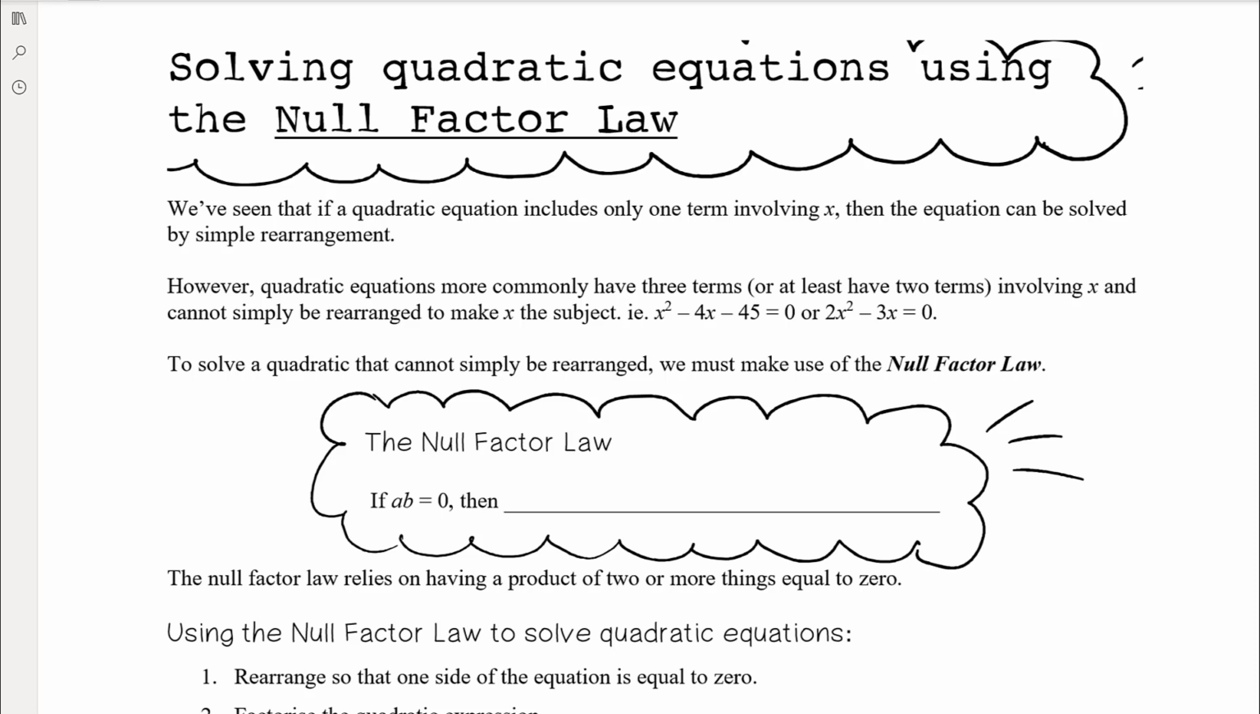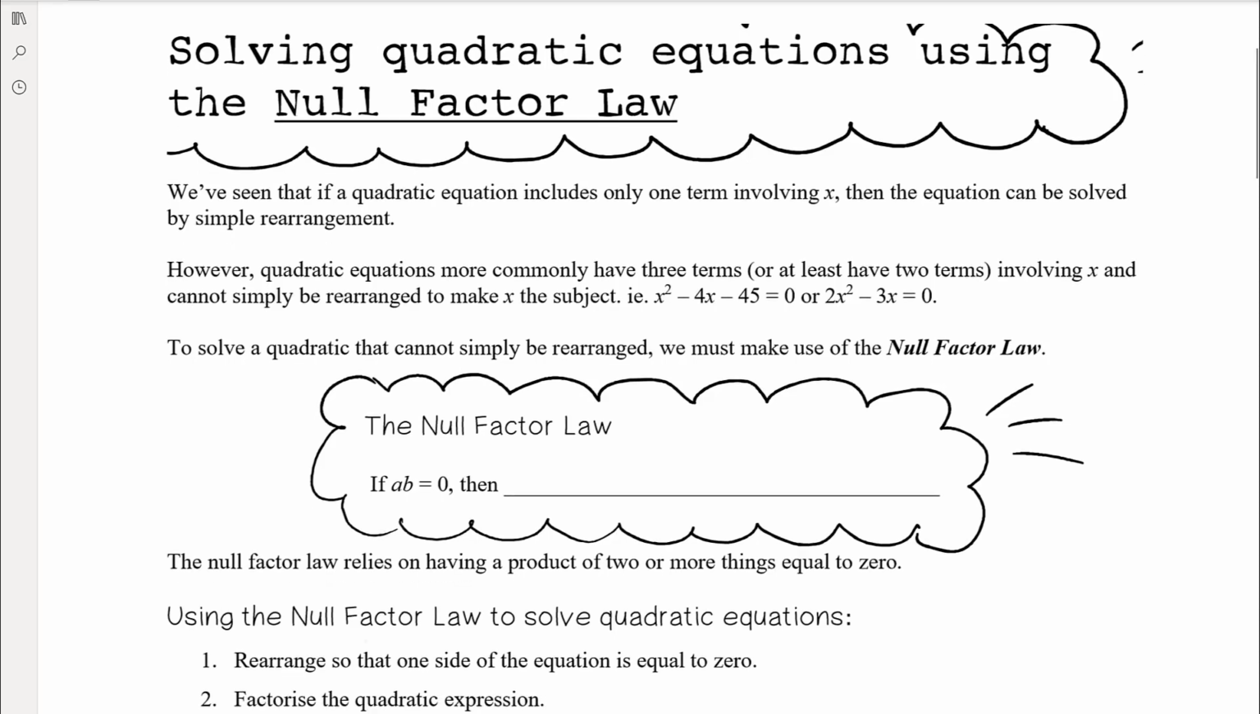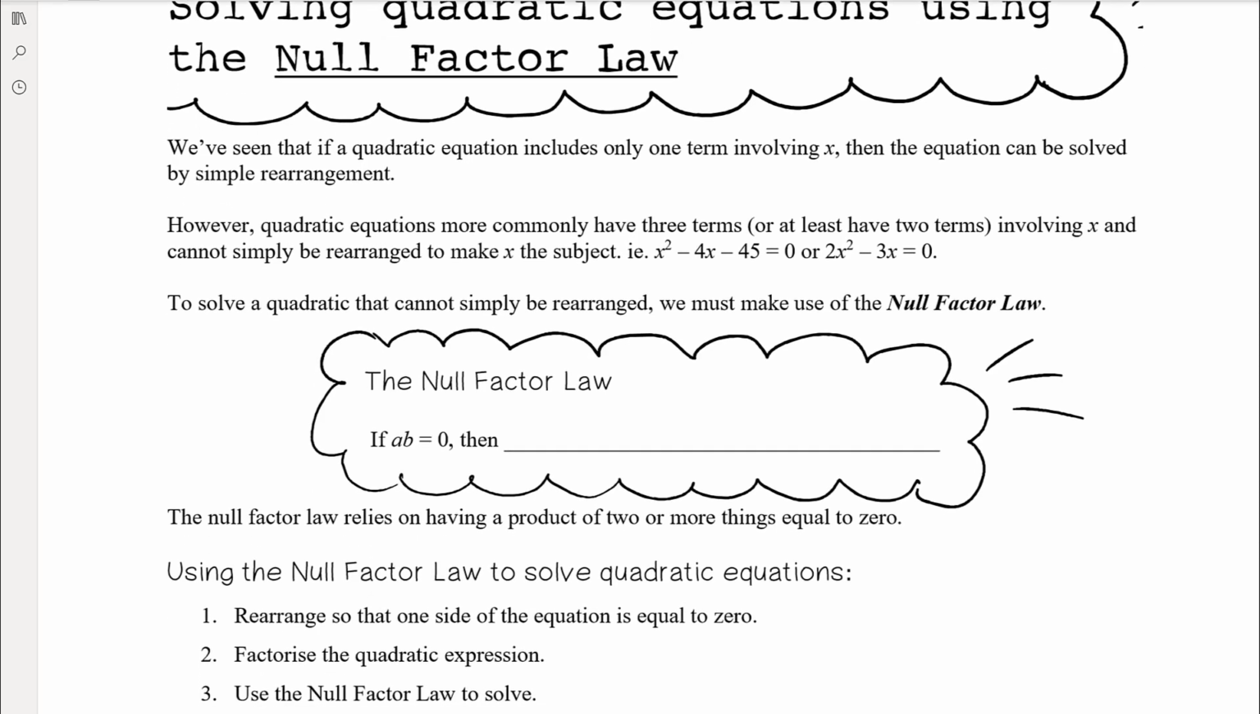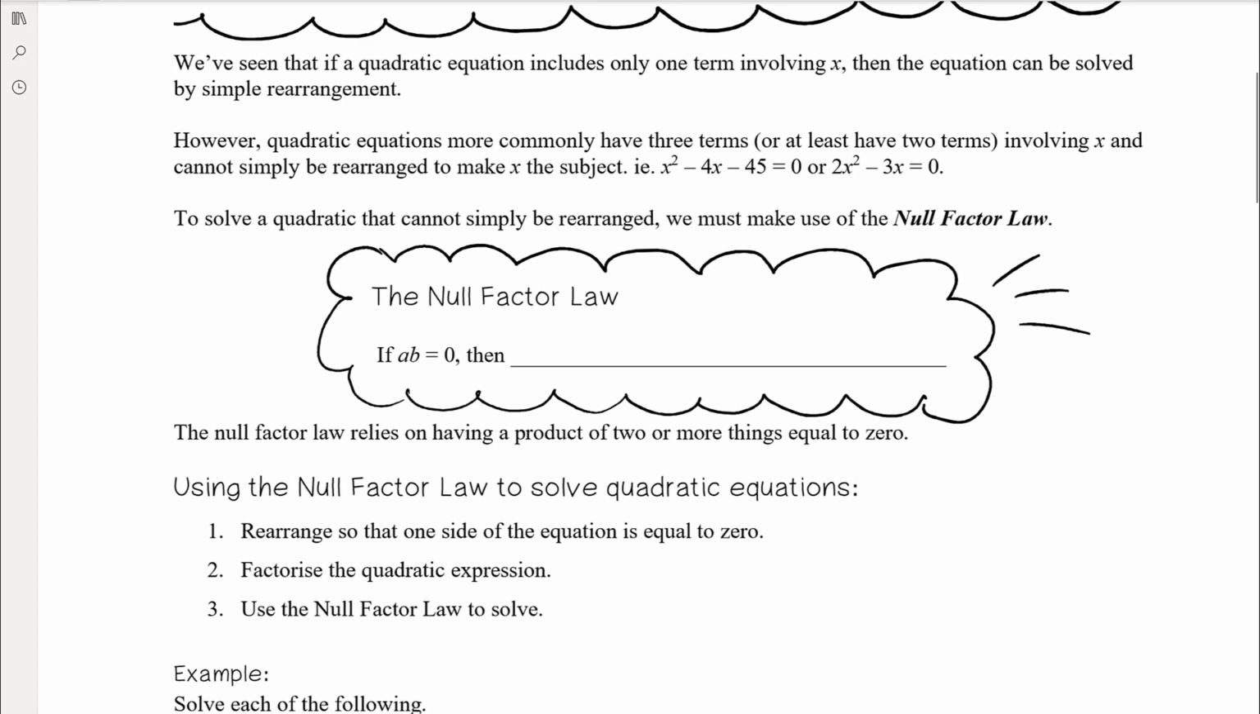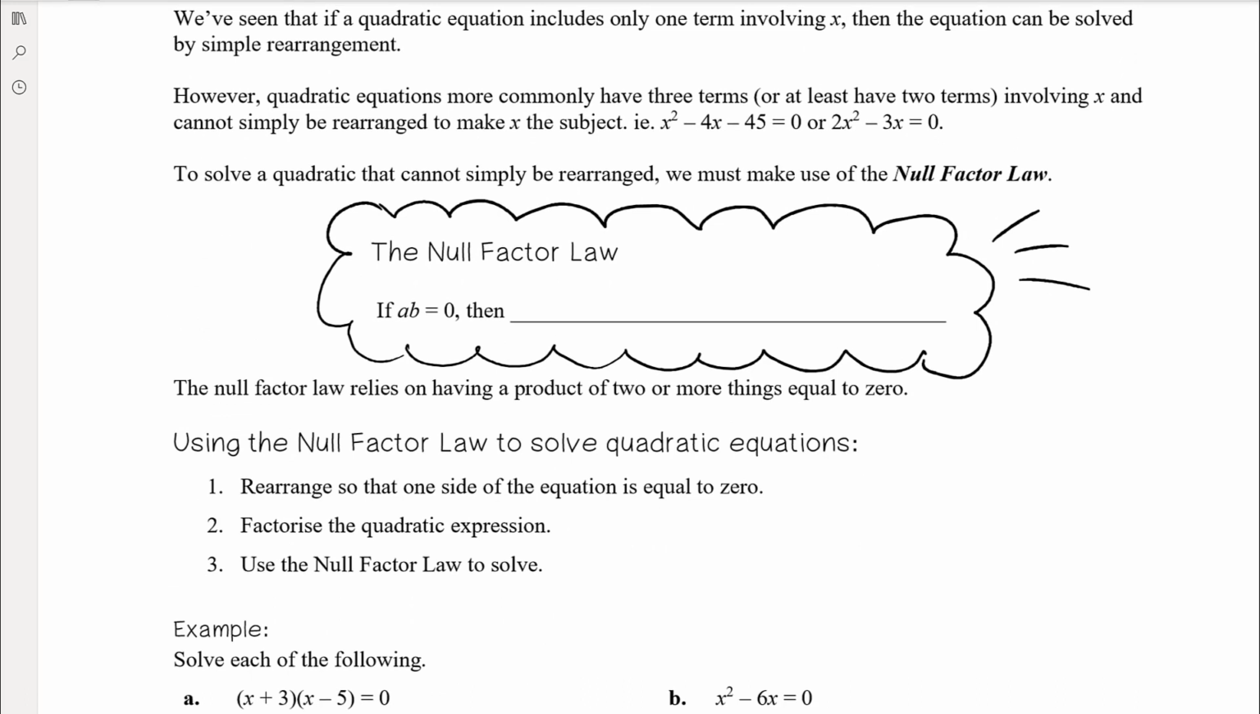Okay, so as I said, for an equation that can't be solved by rearrangement, with more than one term involving x, probably 2 or 3 terms in the equation, we're going to need to use the null factor law. Now, the null factor law is a really important thing, and I'm going to be quite strict with you about this: please make sure that what you write down reflects the fact that you are using the null factor law.